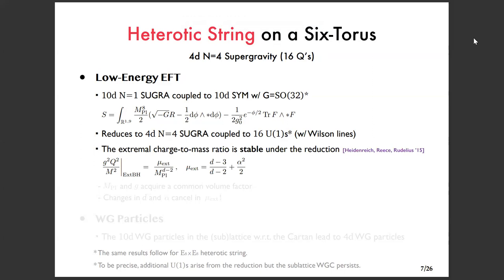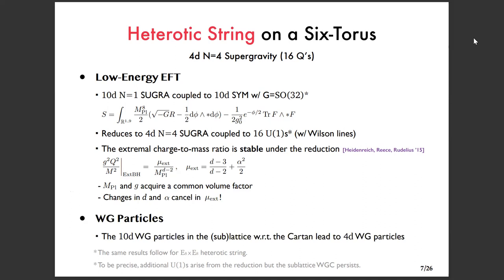And in view of the weak gravity conjecture, it is crucial to observe that the extremal charge-mass ratio is stable under the circle reduction. This was observed by Heidenreich, Reece, and Rudelius. So even though the space-time dimension d and the dilatonic coupling alpha change individually, they cancel in this combination, which leads to the mu extremum. So the charge-mass ratio is really invariant, it turns out.